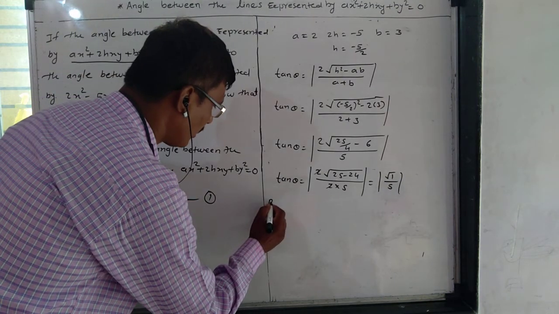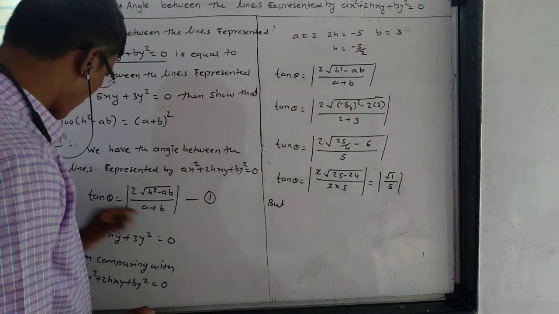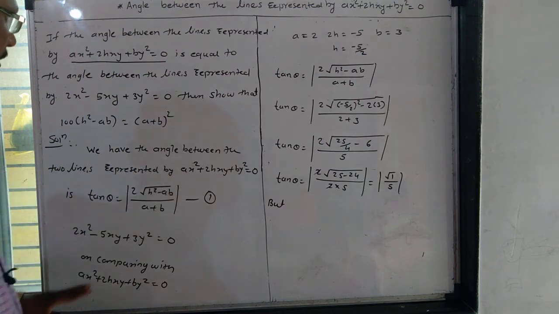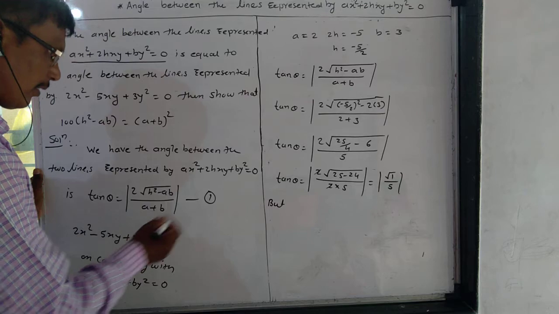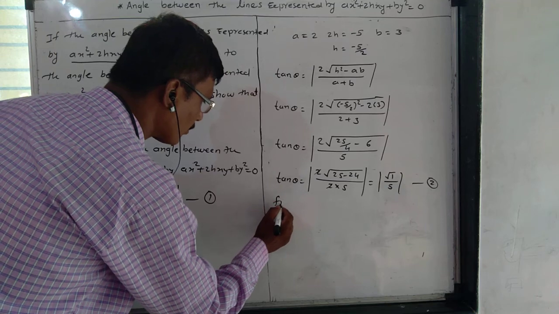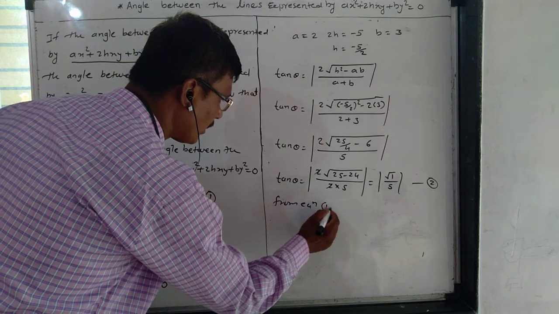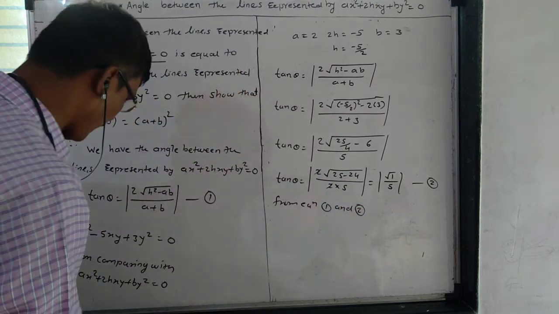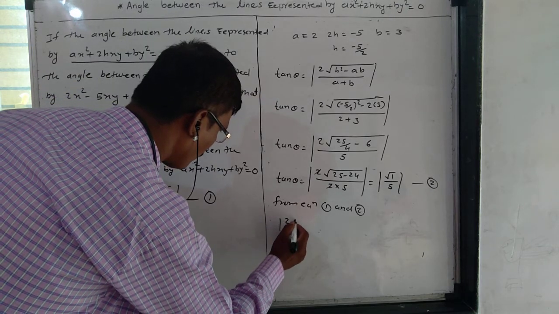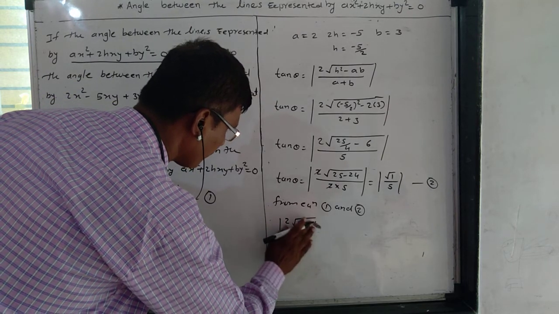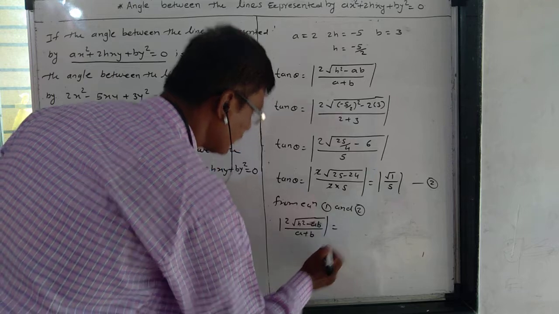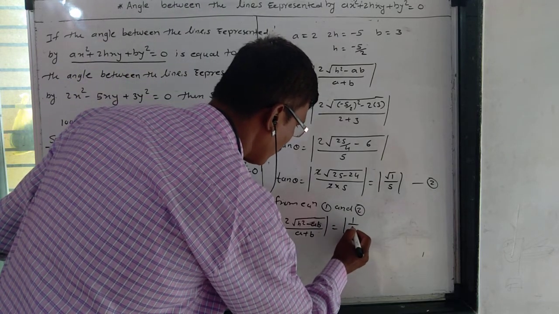But the angle between these two lines and the angle between the other two lines are the same. Then we have to show that. So we take equations 1 and 2. From equation 1 and 2, this is also tan θ, this is also tan θ. So |2√(h² − ab) / (a + b)| is the same as 1/5.